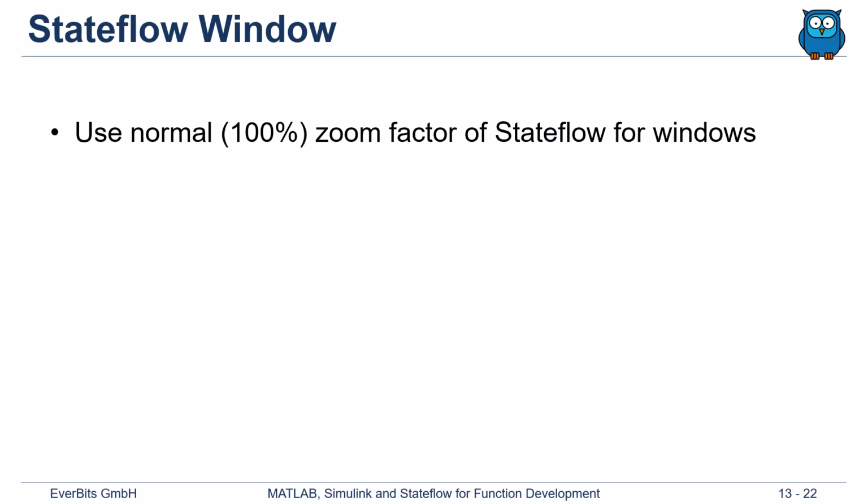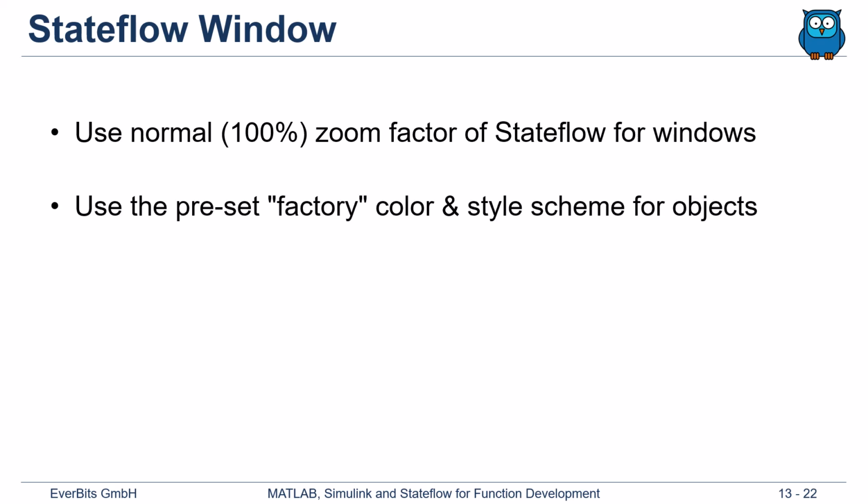You might use some subsystems, some subcharts, they are called in Stateflow, or you can even divide the Stateflow functionality into multiple charts. It might have some influence on the code generation, but in most cases, you shall be looking at the reviewability of your systems in the first place and not thinking about optimizing the C code in the later phase. You can use the preset factory color and style scheme for objects.